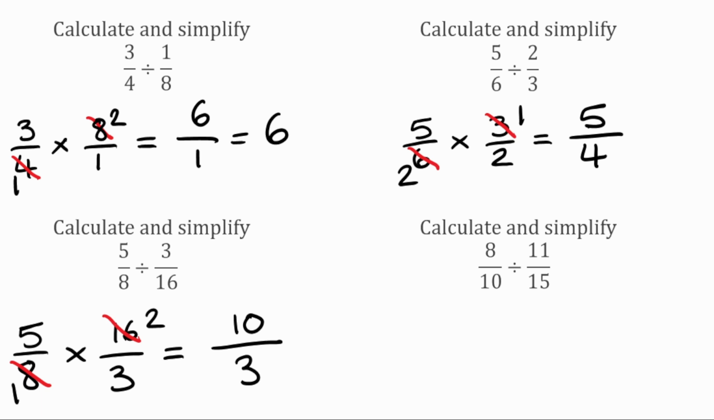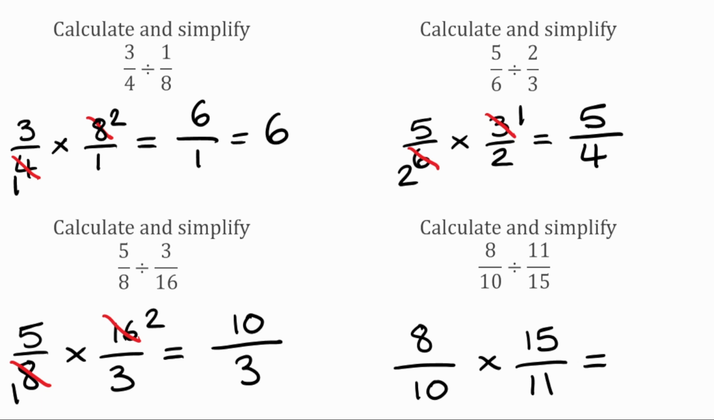And for this next question, we've got 8 over 10 divided by 11 over 15. So we're going to keep our 8 over 10. We're going to flip our 11 over 15, so it becomes 15 over 11. And then we change our divide to a multiply. So again, before we multiply them through, we want to see if we can simplify them. So looking at the individual fractions, we can't simplify 15 over 11. However, we can simplify 8 over 10.